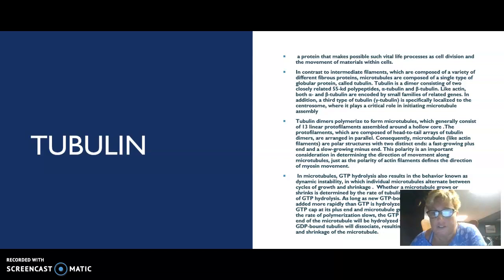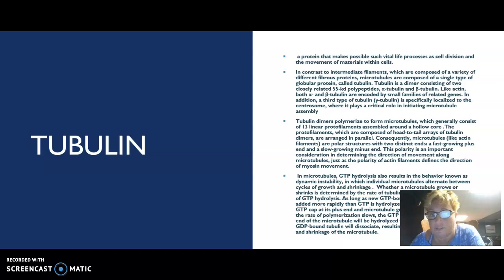In addition, a third type of tubulin, gamma-tubulin, is specifically localized to the centrosome, where it plays a critical role in initiating microtubule assembly. Tubulin dimers polymerize to form microtubules, which generally consist of 13 linear protofilaments assembled around a hollow core. The protofilaments, which are composed of head-to-tail arrays of tubulin dimers, are arranged in parallel.